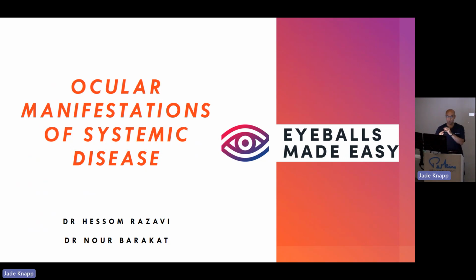Okay, so ocular manifestations of systemic disease, what does that mean? That means you've got a systemic disease, with the prime example being diabetes, where it can affect the eye. So there's a few of these that you definitely need to know about.